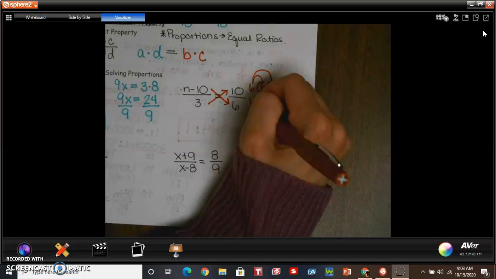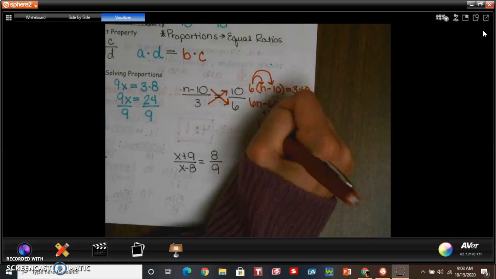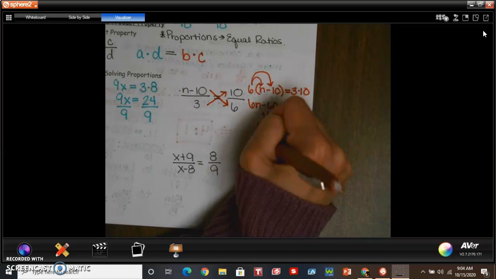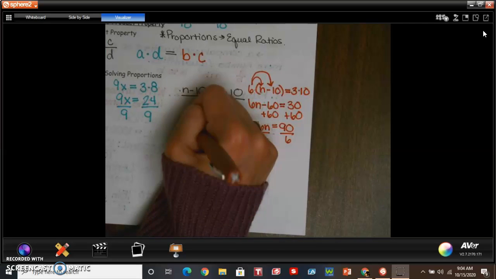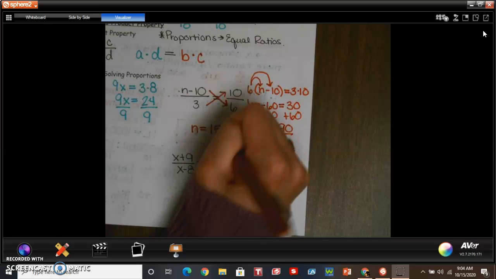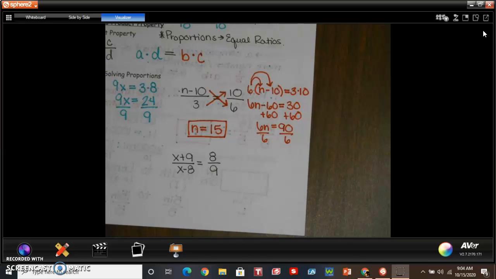Now let's just solve this 2-step equation. We're going to add 60 first. So we have 6n equals 90. Then we're going to divide by 6. And we get n equals 90 divided by 6, 15. No decimal. Isn't that nice? All right, so that was just an added complication with one expression. So you will have 3 questions like those on your homework.